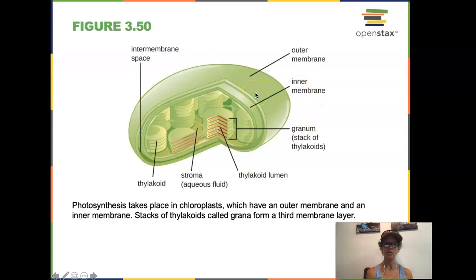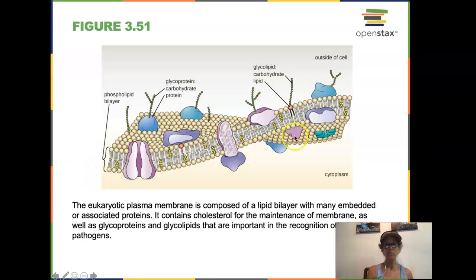There actually are prokaryotes that can photosynthesize. They have pigments, they just don't have chloroplasts. This eukaryotic cell membrane looks an awful lot like our prokaryotic cell membrane, just that the identity of these peripheral and transmembrane proteins will be different.